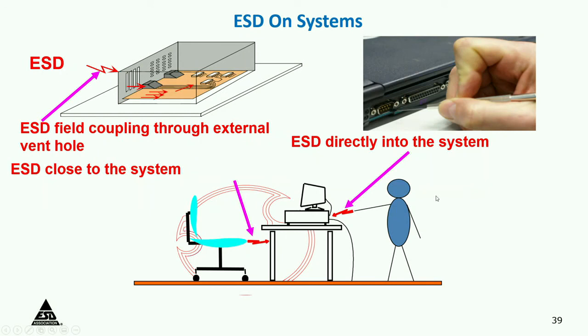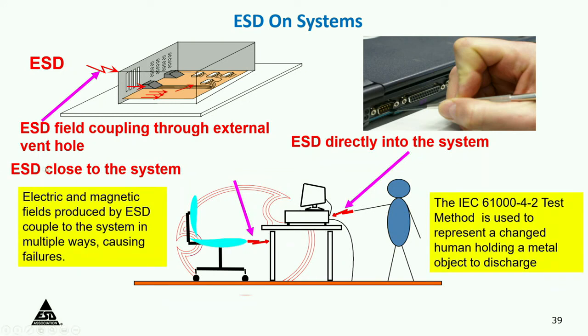Now I want to briefly talk about a system. We only talked about the IC pins, but what about a system? So here is a computer or whatever that is, with ESD field coupling through external vent holes. You can have many different effects that take place. Here is someone touching with a screwdriver in the back of the computer. Here is someone bumping their chair into the computer table. You generate electromagnetic fields here. So you have to make sure all of these electronics are protected for all these events. So electric and magnetic fields produced by ESD couple to the system in multiple ways, causing failures.